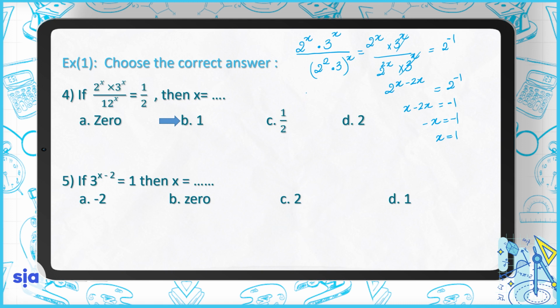For question 5, 3^(x − 2) equals 1. How can I make them have the same base? Yes, excellent. The 1 is 3 to the power of 0. So 3^(x − 2) is the same as 3^0 because the 1 is 3^0. So x minus 2 equals 0. So x is equal to 2.